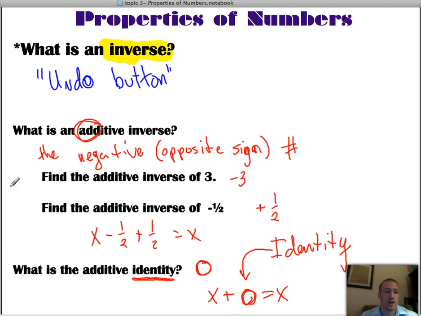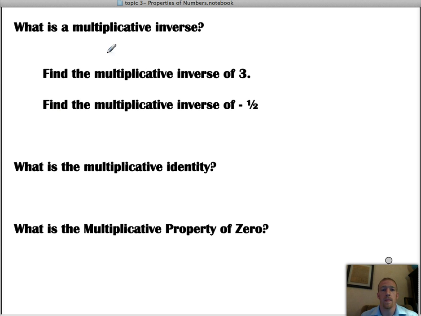All right, we have a similar idea with multiplication. What is a multiplicative inverse? All right, so for multiplying, if we want to undo multiplication by multiplying by something else, really what we have to do is multiply by the reciprocal. Reciprocal is the flipped version of the number.